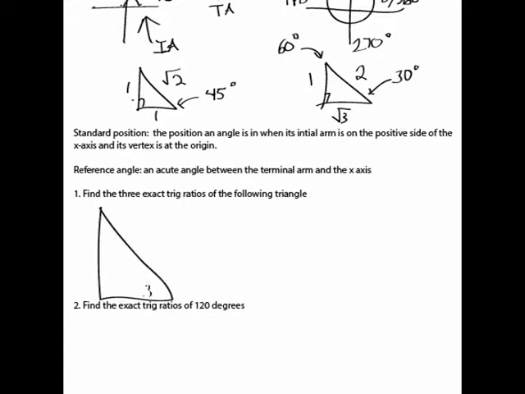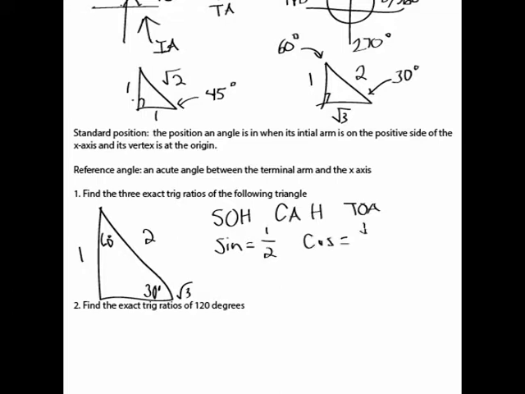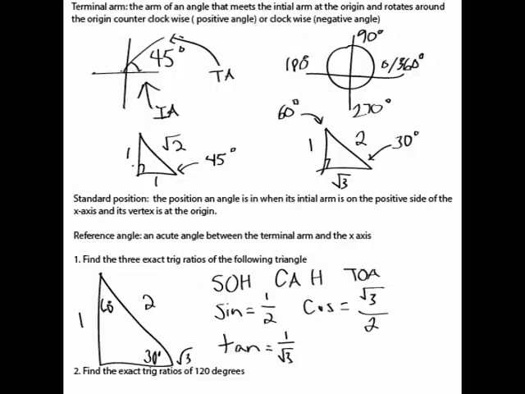This question is asking you to find the 3 exact trig ratios of this triangle. Notice that it matches one of the special triangles. Once you know what special triangle you're dealing with, you can fill out the rest of the angles and side length values, then use SOHCAHTOA to find the ratios. Sine is equal to opposite over hypotenuse, cosine is equal to the adjacent over the hypotenuse, and tangent is equal to the opposite over the adjacent.